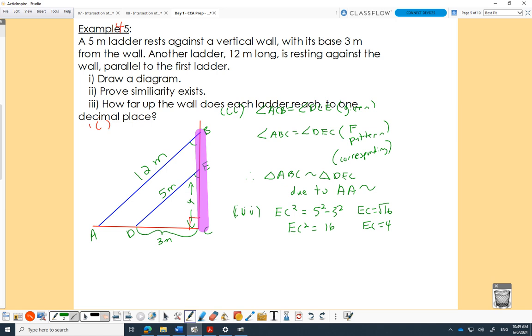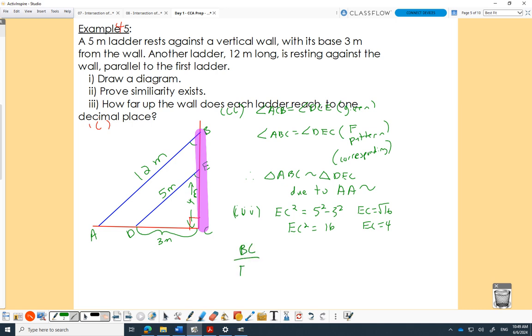Just so you don't accidentally kill someone one day, can you put the unit on them? Oh, yeah. Meters. Good. Thank you. Yep, because of NASA spacecraft. We found EC was 4. Can we get BC now? Yes.